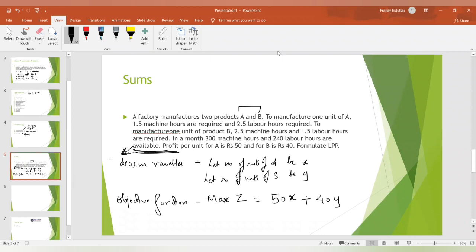Is that clear to all? Is this equation clear to all? Objective function का equation clear है? Please put up a yes in the chat box if that is clear to you all.